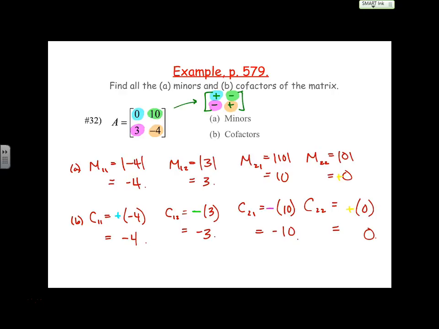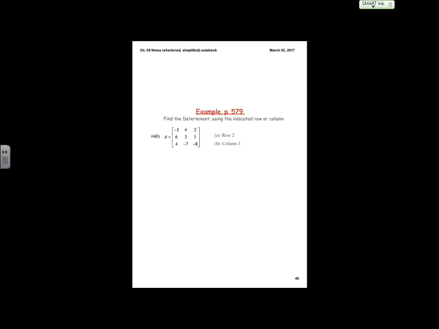Does that kind of make sense, kiddos? The difference between minors and cofactors. Minors, we circle something, we ignore its row, its column, take what's left, determinant. Okay. So we worked with our vocab. Let's see if we can find a determinant.